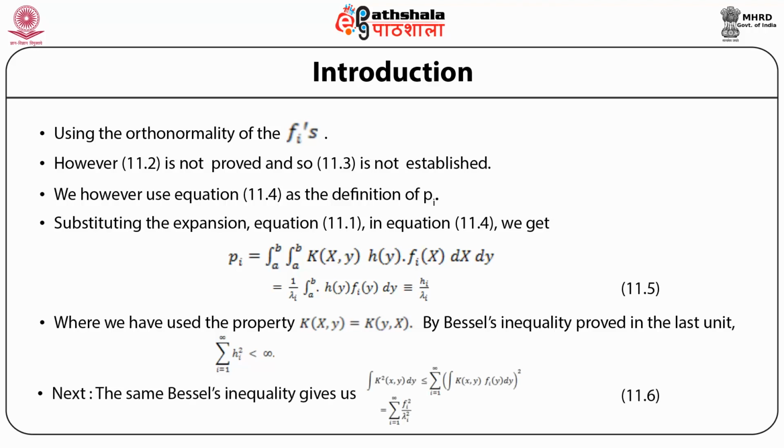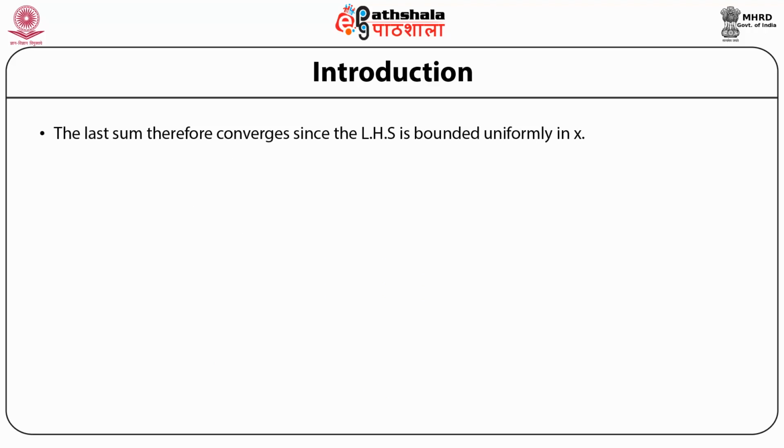Next, the same Bessel's inequality now gives us the integral of k squared (x,y) dy is less than or equal to the sum over i equal to 1 to infinity of the square of the integral of k(x,y) phi_i(y) dy, which is equal to the sum over i from 1 to infinity of phi_i squared(x) by lambda_i squared. The last sum therefore converges, since the left hand side is bounded uniformly in x.